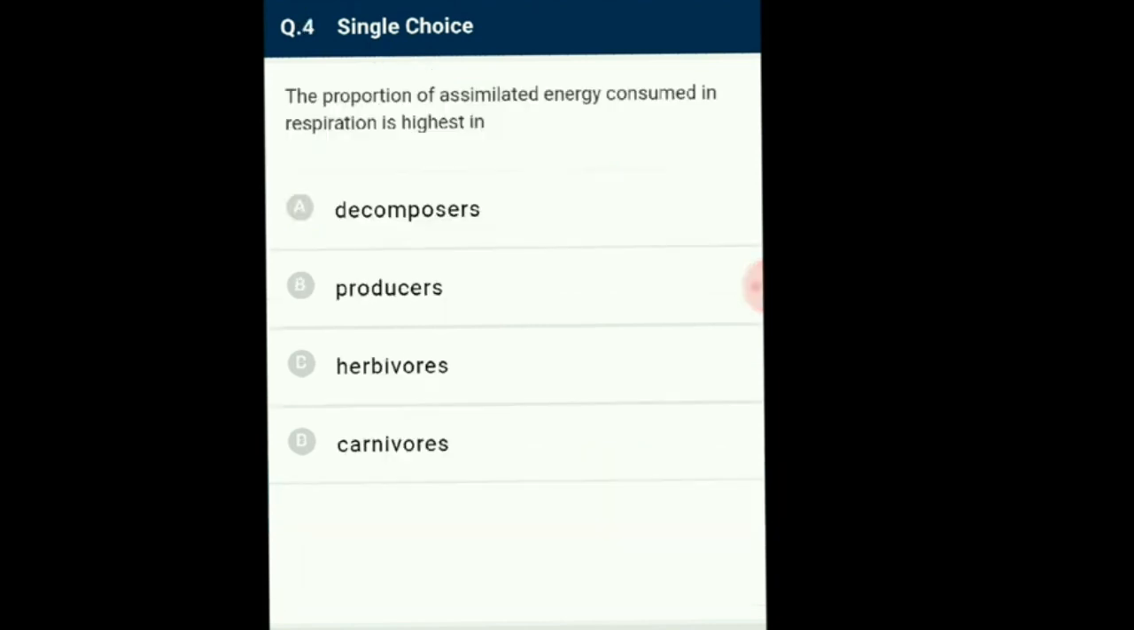Question number 4. The proportion of assimilated energy consumed in respiration is highest in. The proportion of assimilated energy consumed in respiration in producers is 20%, in herbivores is 30%, and in carnivores is 60%. As the trophic level increases, the energy spent on respiration increases. So the correct option for this question is option D, carnivores.